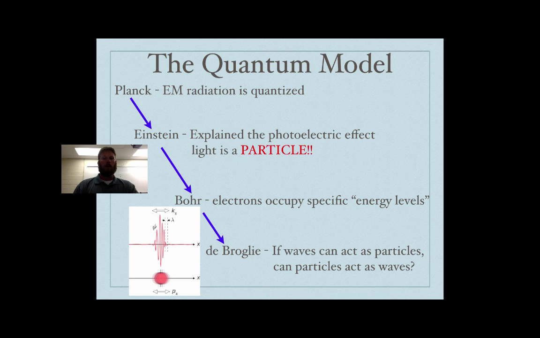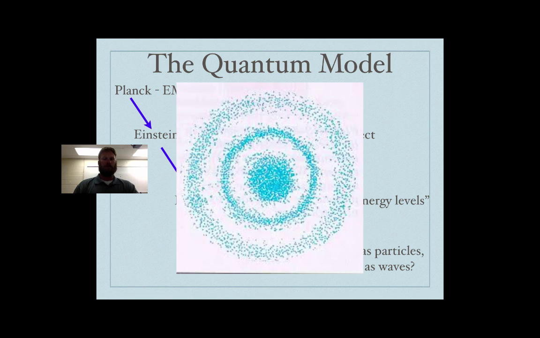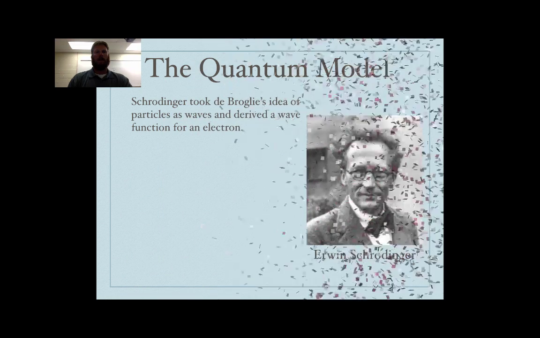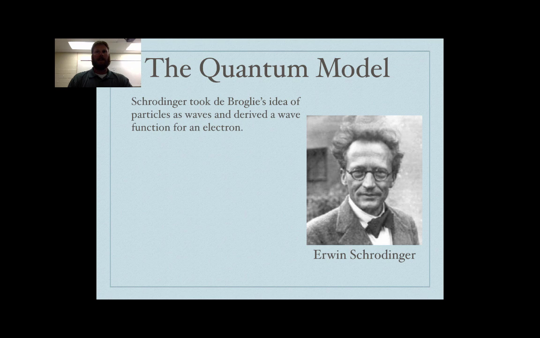It took many brilliant minds to develop the quantum model. That is why there is no one name associated with the modern model of the atom. Here are some more representations of what we're trying to get to. Okay, there are two more scientists that made contributions to the modern model of the atom.